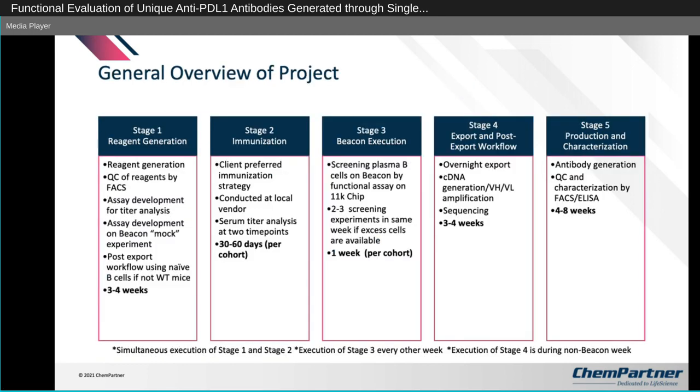So this is the general overview of any project to be executed on Beacon platform. It comprises of 5 different stages.